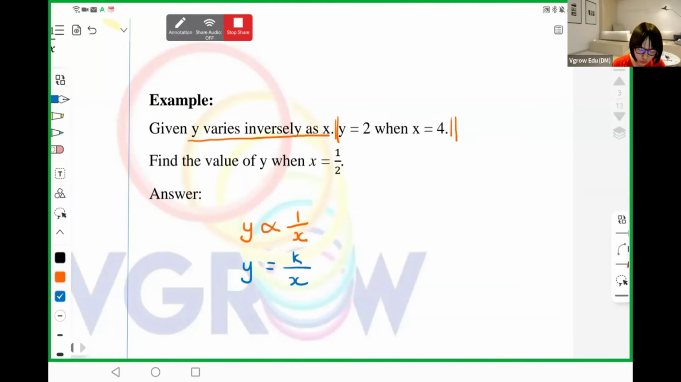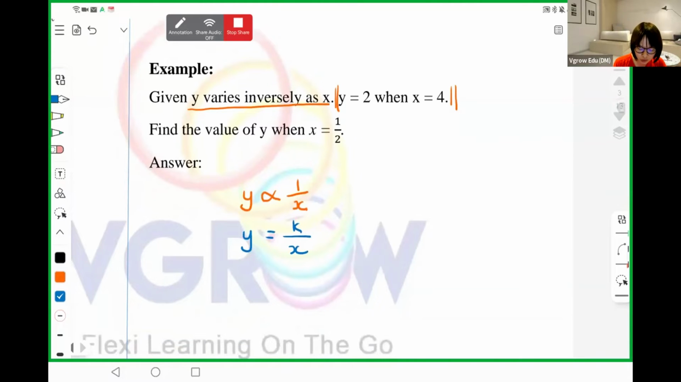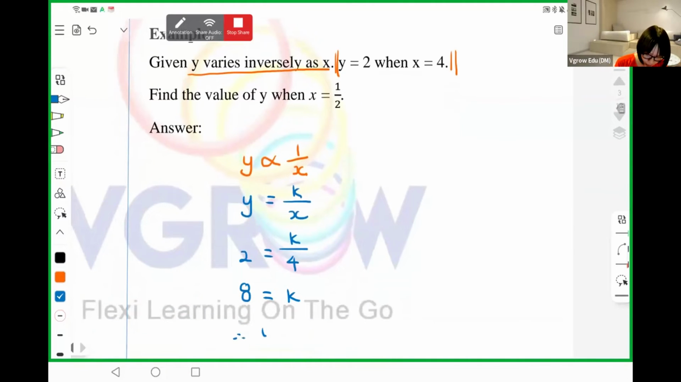Once you write the equation form, you can substitute. y is 2, k over x. So k equal to 8. So y equal to k, 8 over 4. That's 8 over x. So we managed to get the equation form and we express y in terms of x.